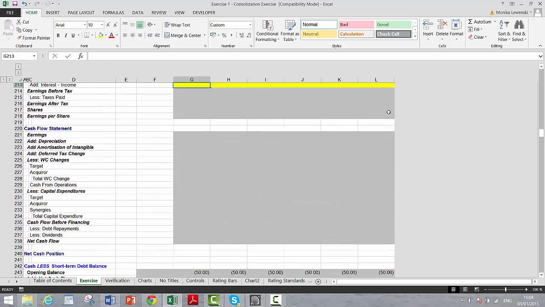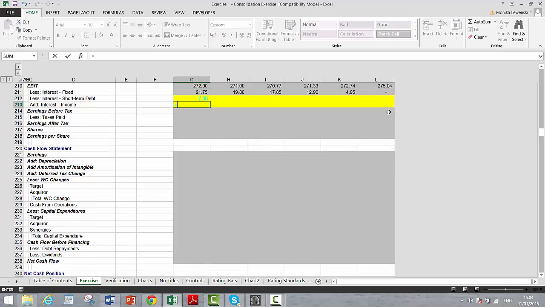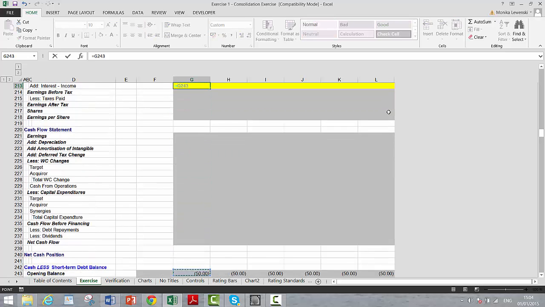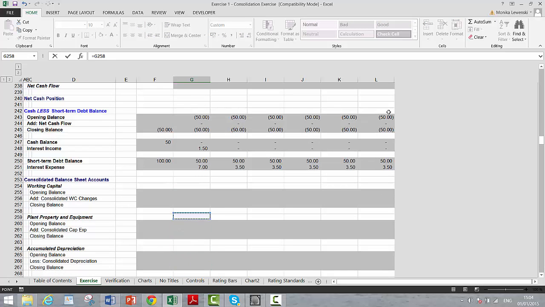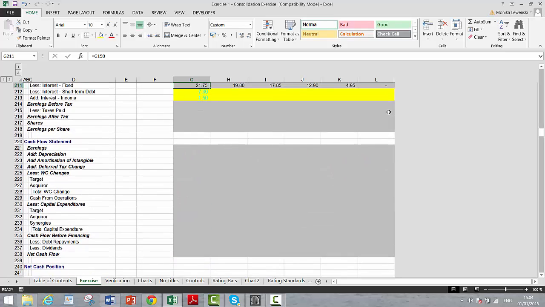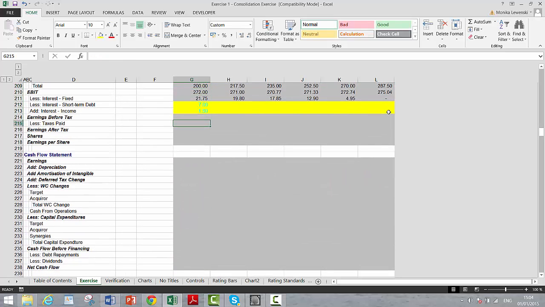And just below there, I don't know why I made it that odd color. And then we have the interest income on our cash. And we can get our earnings before taxes, EBT, minus the interest, minus the other interest, plus the interest income. Not very exciting. And then we'll put our taxes paid.